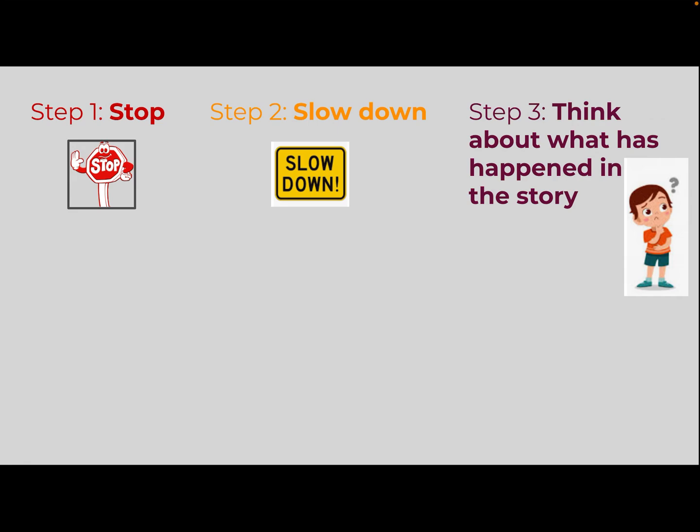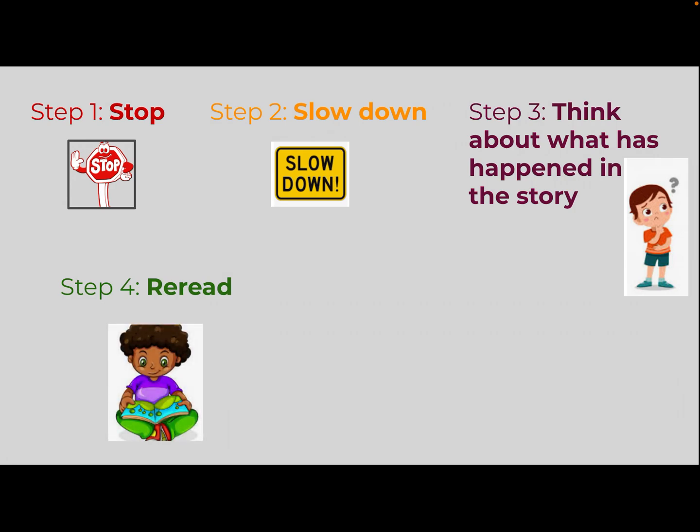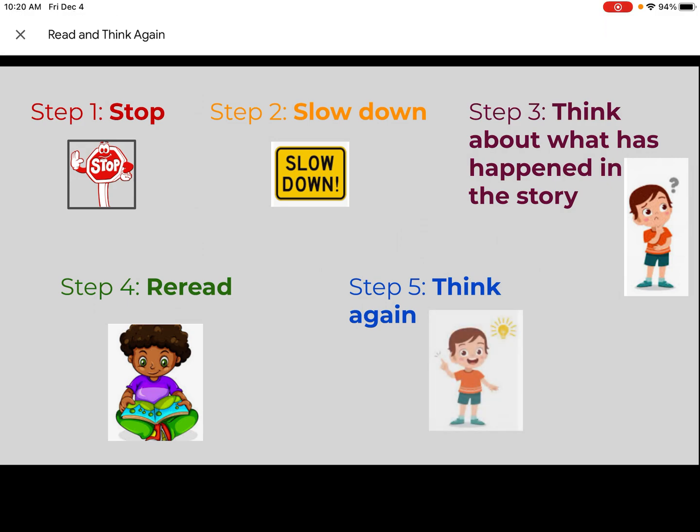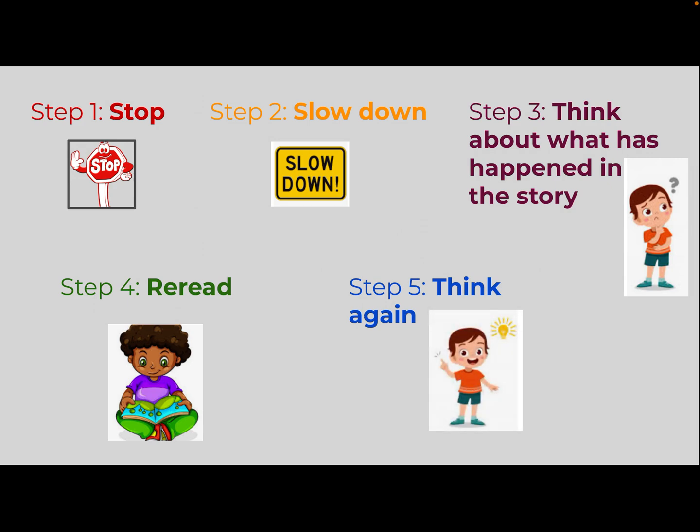Step 3, think about what has happened in the story. You can go back and look at previous pages. You can look at the pictures and the words. Then, reread the page where you are confused. Think again about what you're confused about. Taking these steps can help you clear up any confusion you have about what you've just read.